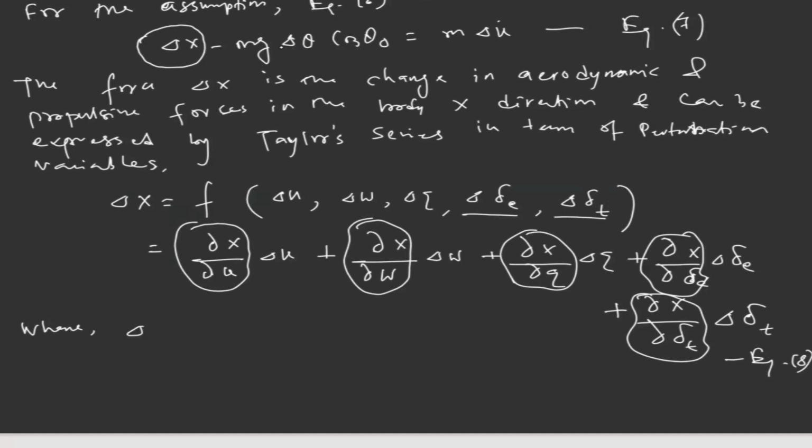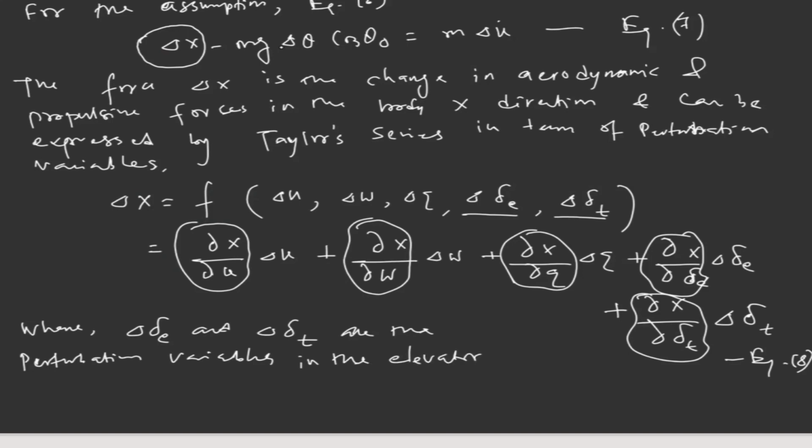So here delta del e and delta del t are the perturbation variables in the elevator input and action of maximum thrust. So these are basically delta e, elevator deflection.